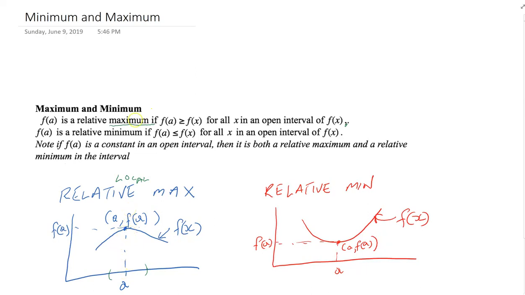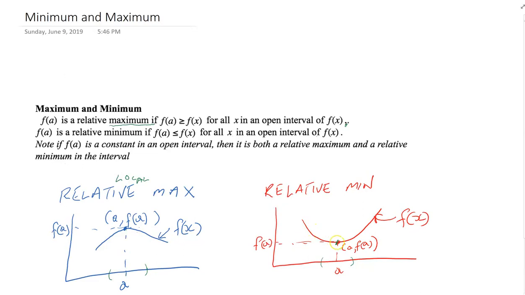Next, we talk about a relative minimum. If f of a is a relative minimum, f of a is less than or equal to f of x for all x in an open interval of f of x. So in an interval around where x equals a, your f of a value, that's the point a, f of a, will be less than or equal to all other f of x values.